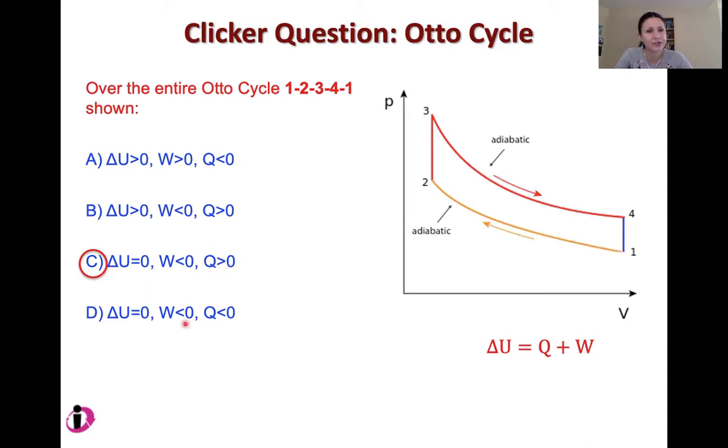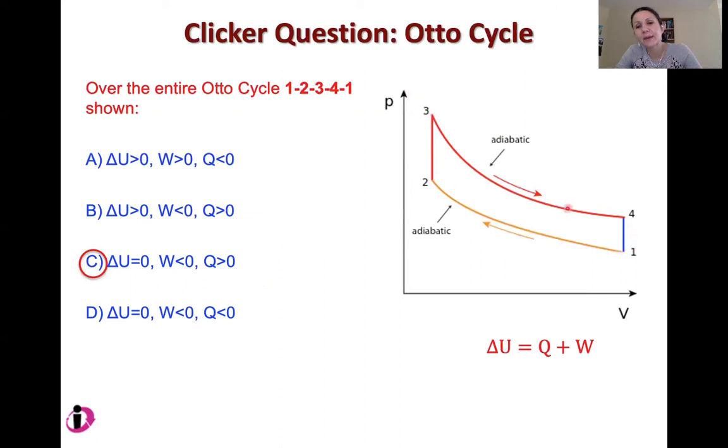Really, one of the choices should have been the other way, like work is positive and Q is negative, but it wasn't that choice. But let's actually convince ourselves that indeed work is the one that has to be negative. And how do we do that? By that same reasoning we used before: which magnitude of work is bigger. So here the volume is decreasing. What's the sign of work? Work is positive, and that's the smaller area. These are both zero work.